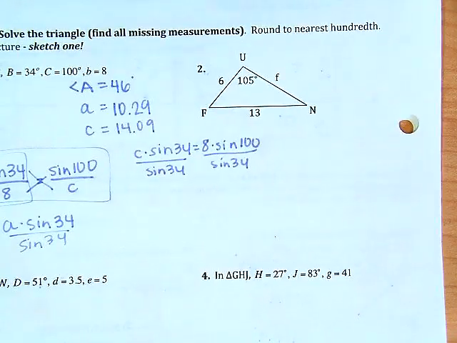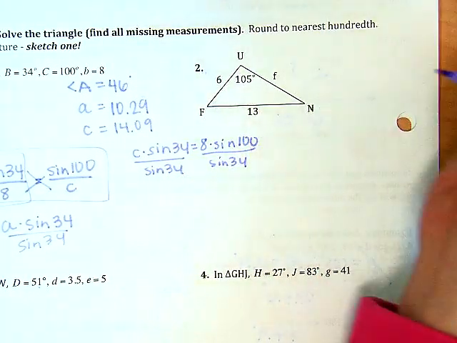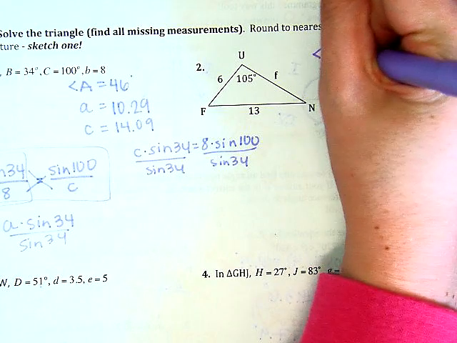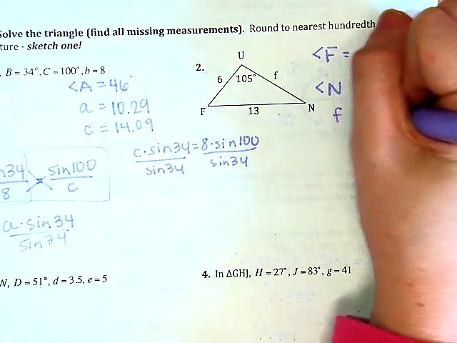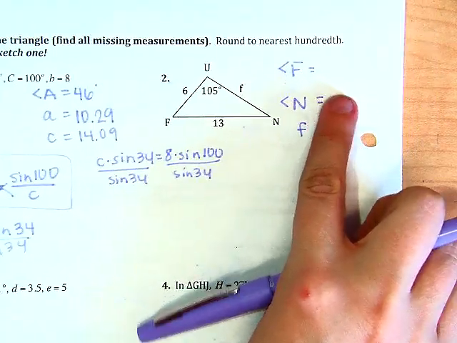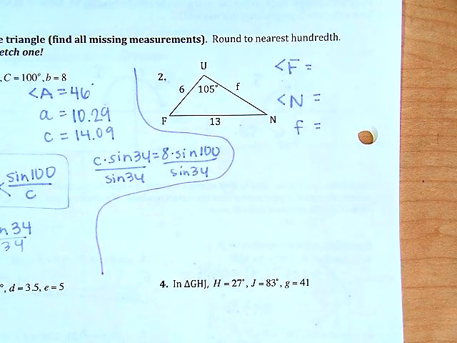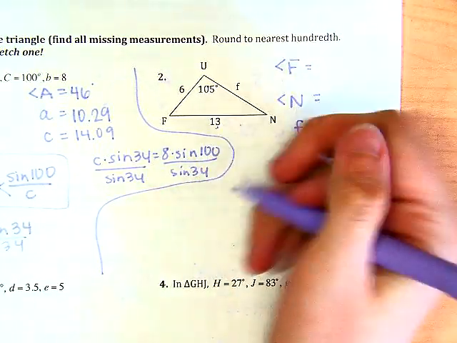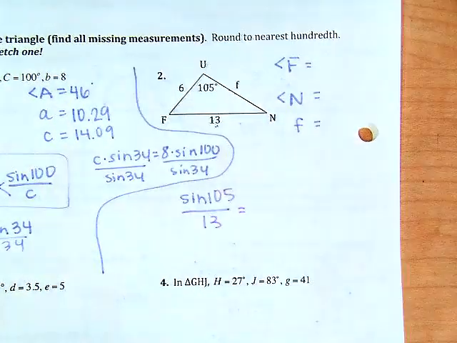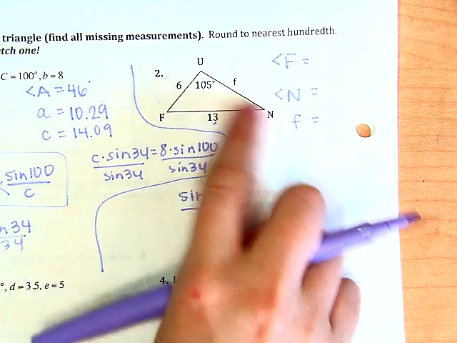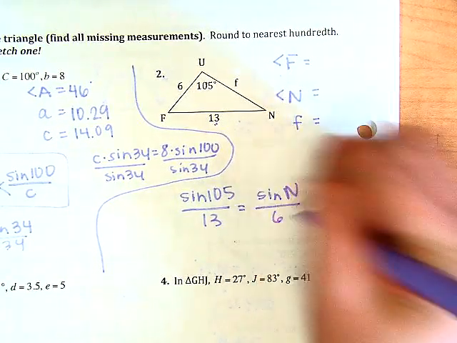Okay, let's keep going here. So we got our triangle FUN. I need angle F, angle N, and side F. These are like my three answers. I used a little bit of room here. Set up my proportion. I have U and U already, so I'm going to do sine 105 over 13 equals, starting with angle N because that's what I have, sine N over 6.